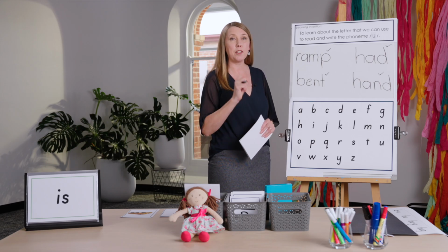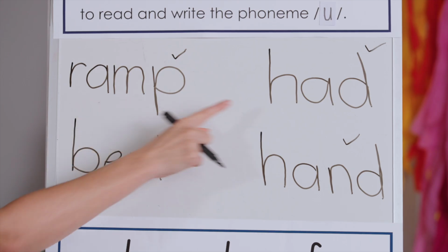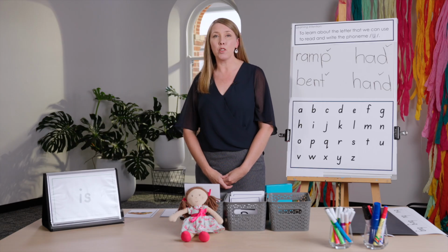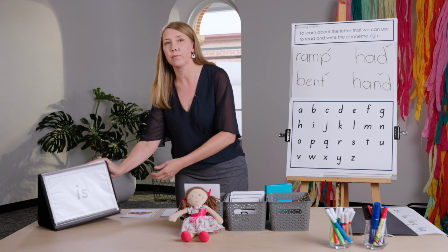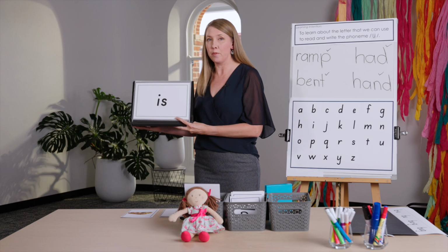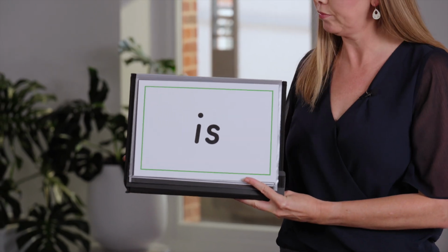Let's read all of these words one more time. Ramp, had, bent, hand. Excellent writing. Let's practice reading some of the tricky words that we have been learning. Our first word is the word is. Read it with me. Is.